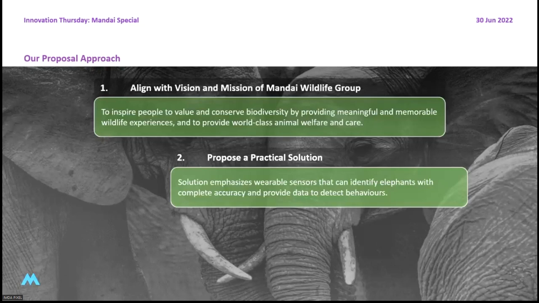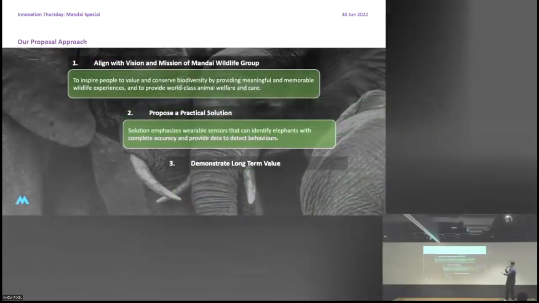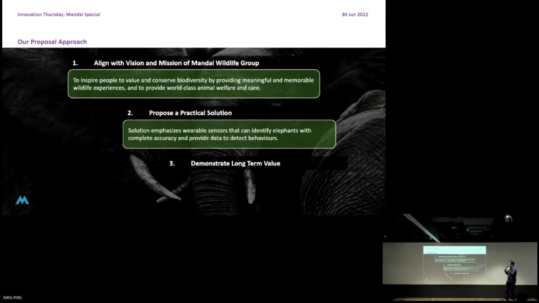We really focused on wanting to present a practical solution that, after deployment, could bring immediate results to the Mandai Wildlife Group and the elephant keepers. So a bit of detail here, we emphasized wearable sensors to be able to identify the elephants and get some motion data so that we could analyze it and understand their behavior. I believe this is also a pretty good approach to the proposal, which is to demonstrate long-term value.